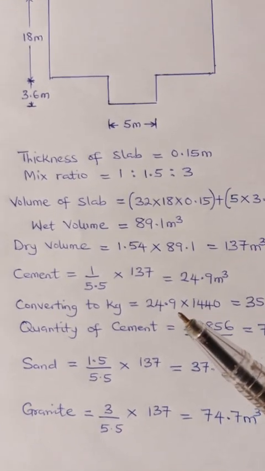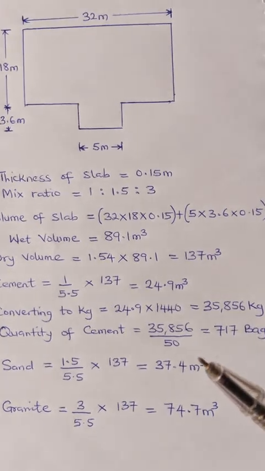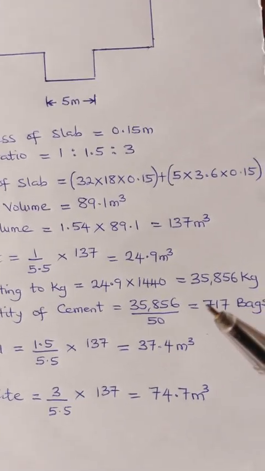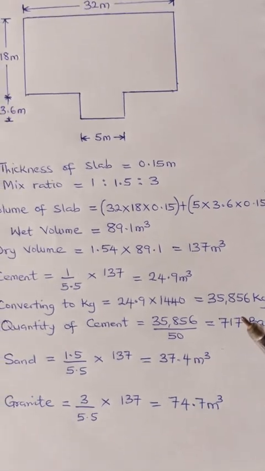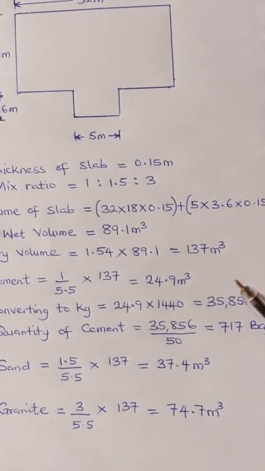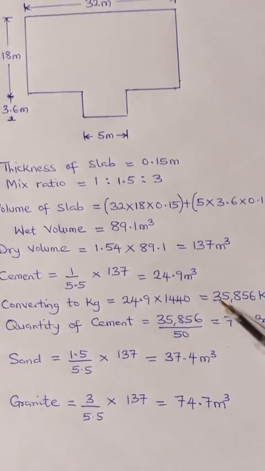So we convert it to kg. We have 24.9 times 1440, and that will give us 35,856 kg. This is the total weight by this volume.